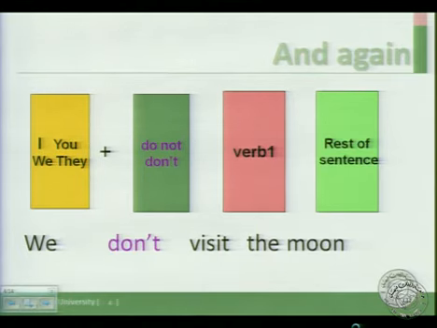So then we have verb 1, which is the infinitive form, and then the rest of the sentence. So we don't visit the moon. So if we have here, for example, the sentence we visit the moon, we just add don't. We don't visit the moon.